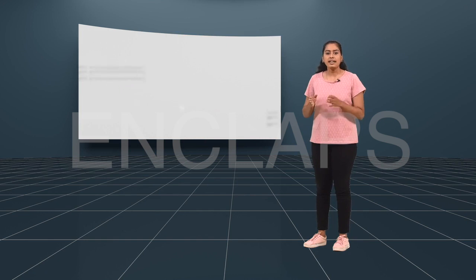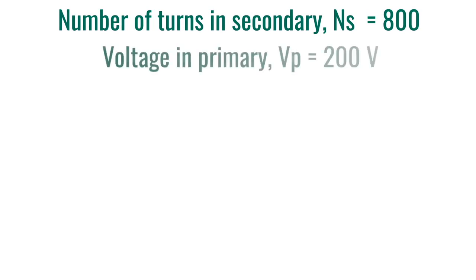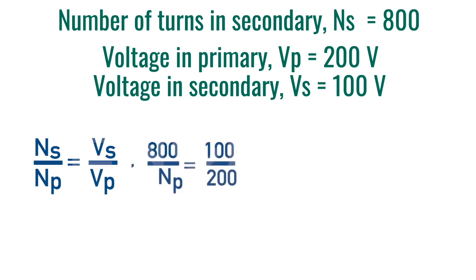For that, we are given number of turns in secondary, Ns is equal to 800. Voltage in primary, Vp is equal to 200. Voltage in secondary, Vs is equal to 100 volt. To find out the number of turns in primary, we can use the relation Ns divided by Np is equal to Vs divided by Vp. That is, 800 divided by Np is equal to 100 divided by 200.